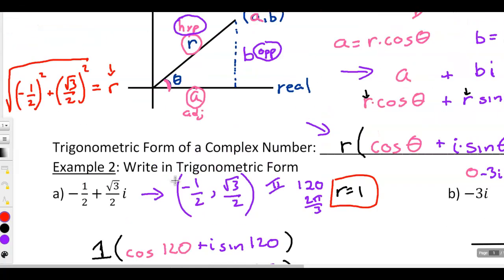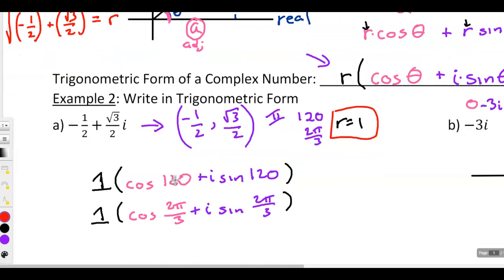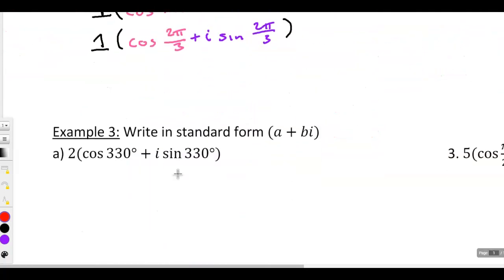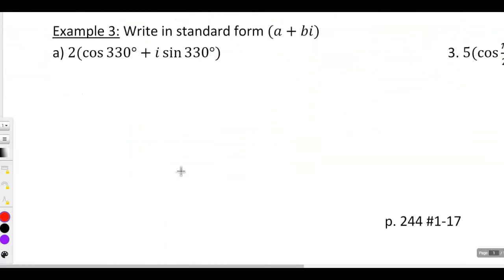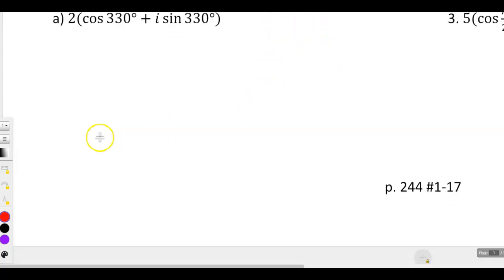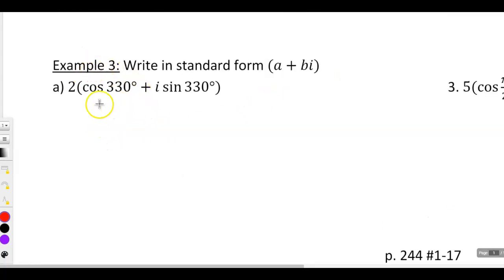All right, now the second half is just reversing the whole process, right? So just reverse the process and start with the trigonometric form and go back to the complex form here. Right. So if you know the cosine of 330 and the sine of 330 back from your trig table, then that's probably the biggest hurdle.